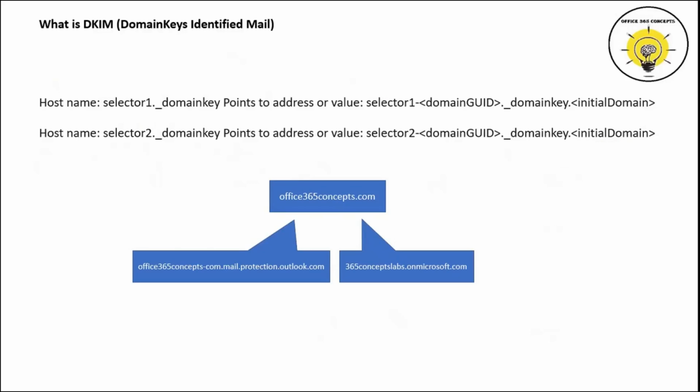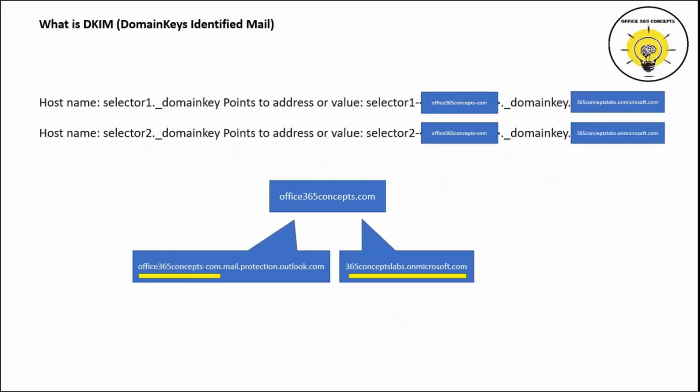And the initial domain for my tenant is 365conceptslabs.onmicrosoft.com. To create the DKIM record, we will replace the domain GUID with the domain name as it is showing in the MX record, for example, office365concepts-com. And the initial domain will be replaced with your initial domain name, which ends with .onmicrosoft.com. Once you have these DKIM values, you are ready to add them within your public DNS.